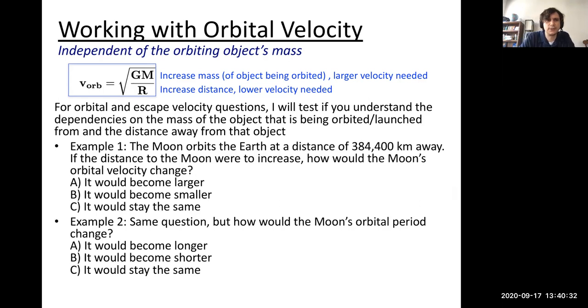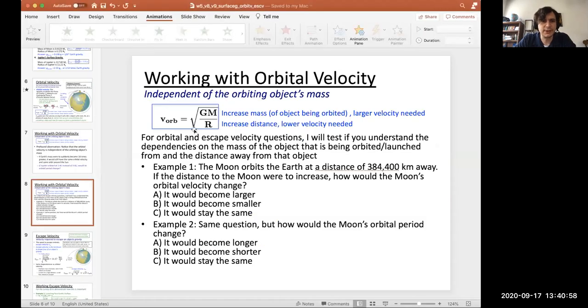If the distance to the moon, if this value, the distance, were to become larger, how would the orbital velocity change? So orbital velocity is inversely proportional to the distance. Inversely proportional to the square root of the distance, to be technical about it. But the distance increases, the orbital velocity would decrease. And I didn't put answers in here, so let's just go ahead and do something on the fly and add an answer box. So the answer box for this one is the orbital velocity would become smaller. The distance became greater, so the orbital velocity became smaller.